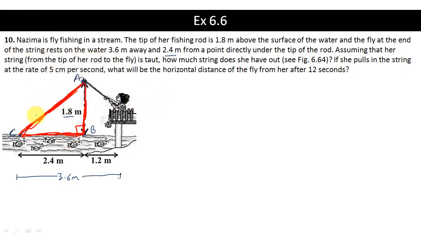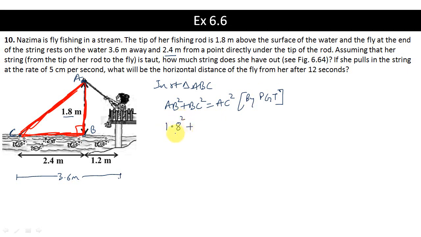So we have to find the length of AC first. So in a right triangle ABC, AB square plus BC square will be equal to AC square by Pythagoras theorem. So the value of AB, this is 1.8 square plus BC, which is 2.4 square, is equal to AC square. So finding the square of 1.8 and 2.4 can be a time consuming task. So what we can do is we can take out common. So I can take out 0.6 square as common.